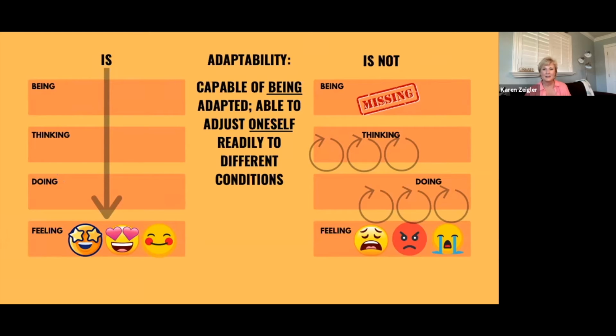Right, and you're screaming and you're yelling and maybe you're butting in a different line and causing a lot of feelings, not only for yourself, but for your fellow drivers on the highway. And so things are out of alignment and we're not being adaptable, correct?